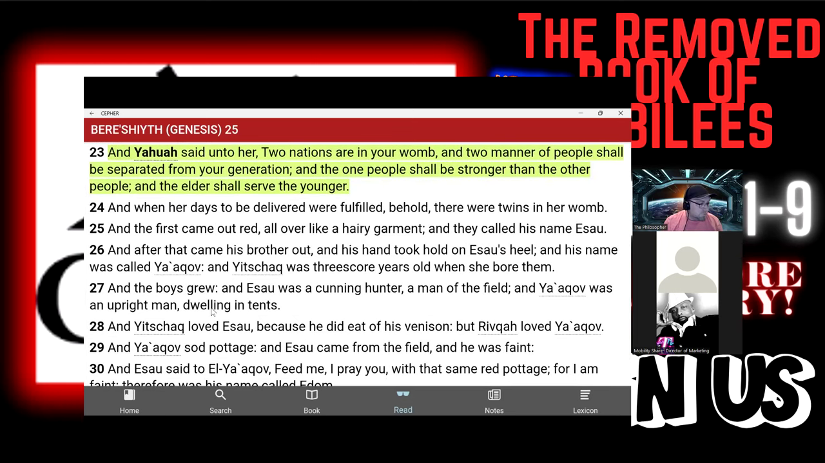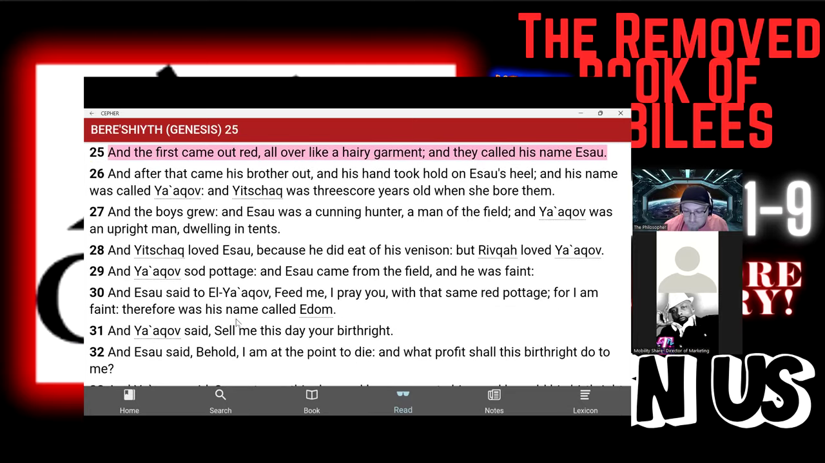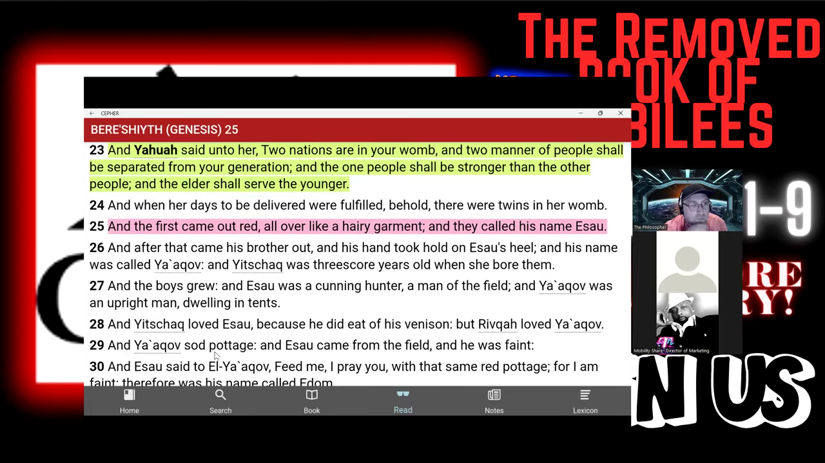So the prophecy was always that the older would serve the younger. And then it goes on to say, and her days to be delivered were fulfilled. Behold, there were two twins in her womb. The first came out red, all hairy like a garment, and they called him Esau. And after that came his brother out, and his hand took hold of Esau's heel, and his name was called Yaakov, Jacob, and Isaac was 60 years old when she bore them.